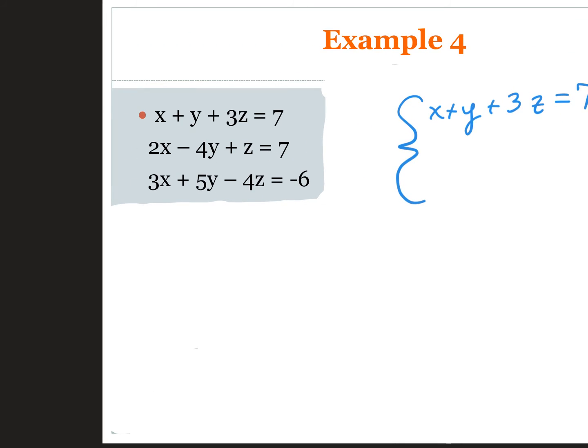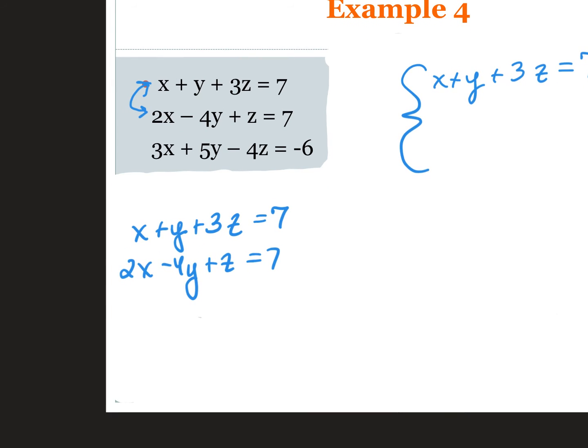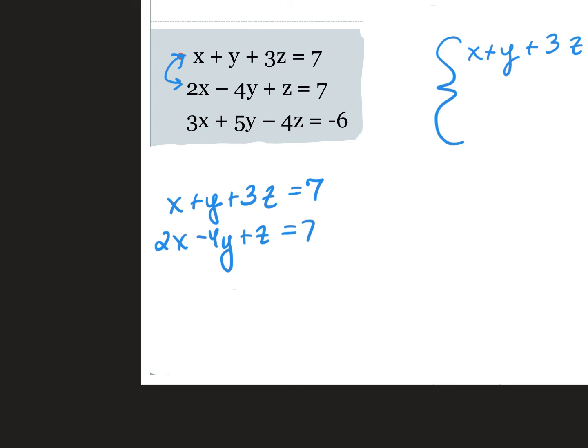So now, same thing. We're going to do the same thing every time. We're going to take 1 and 2 and we're going to combine them. And we're going to eliminate what letter? The x. Good. Did I rewrite everything correctly? Yes? Okay. So if I'm going to eliminate my x's, what do I want to multiply the top by? Perfect. -2. Distribute everywhere. So I have -2x minus 2y minus 6z equals -14.